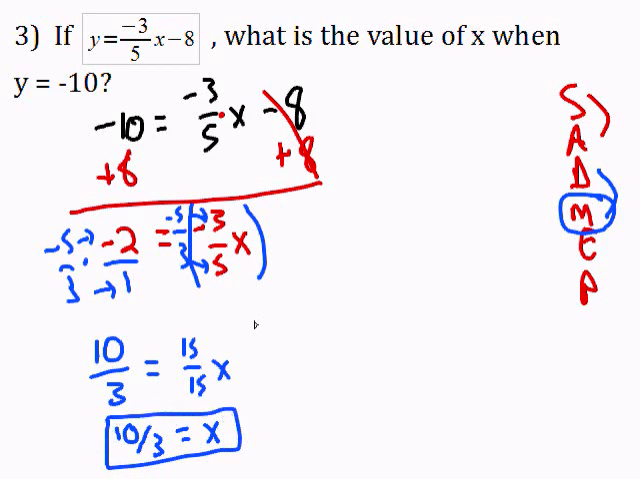Let's review real quick how that works. First, I added 8 to both sides of the equation to get rid of the subtract 8. Then I multiplied both sides by a negative 5/3 to get rid of the negative 3/5. I multiplied the fractions by multiplying top to top and bottom to bottom. Since negative 2 wasn't a fraction, I had to put it as negative 2 over 1. Essentially, that canceled out the fraction next to x, and I was left with the final answer of 10/3.